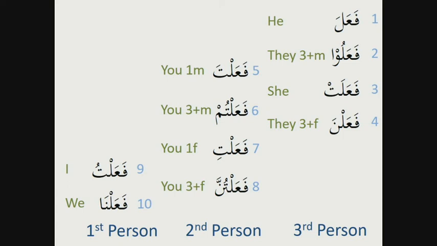If you learn these scales, and I told you the basis of these scales is just this one. Fa'ala, fa'alu, fa'alat, fa'alna, fa'alta, fa'altum, fa'alti, fa'altunna, fa'altu, fa'alna. If you know that, eventually you should be able to produce like thousands of words just from me telling you one word. But if you don't know this one, then you're not going to have a basis from which to start.